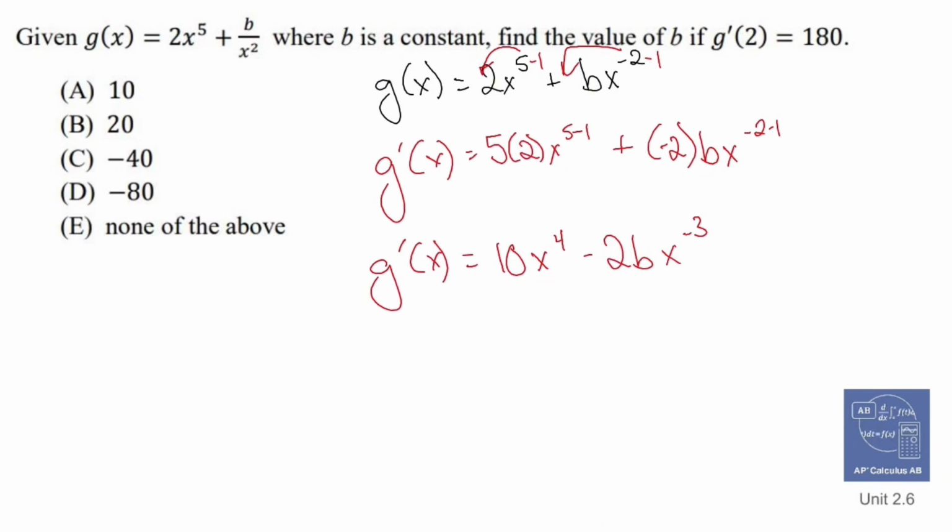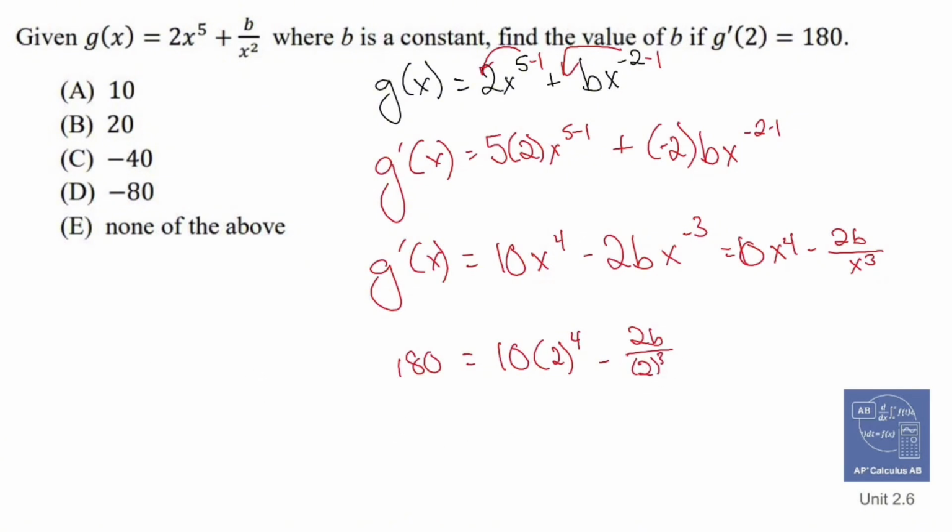Well, I know that if I replace x with 2, I get 180. So g prime of 2 is 180, which means I replace each of these x's with 2. Maybe before I do that, why don't I quickly rewrite this so that it looks like that. And now I'll replace every x with 2. So I get 10 times 2 to the 4th, minus 2b over 2 to the third, I'm sorry. I accidentally jumped ahead and did it.